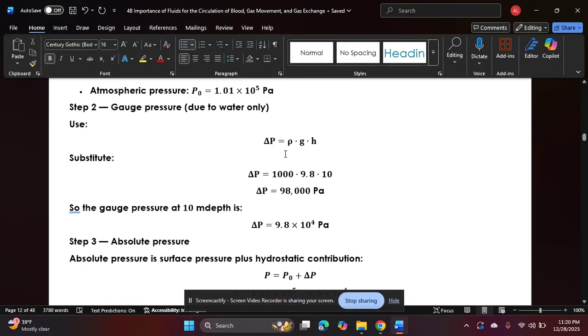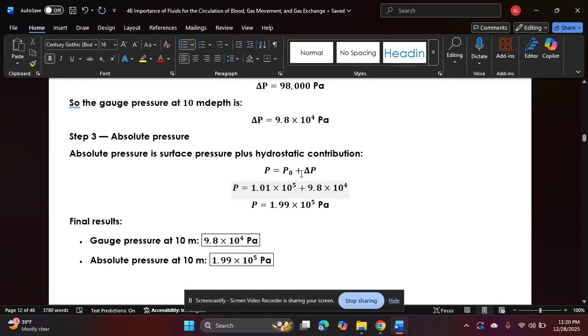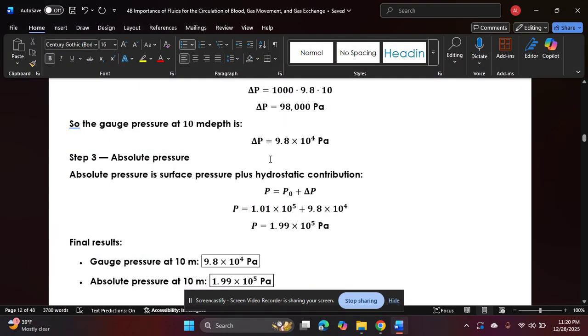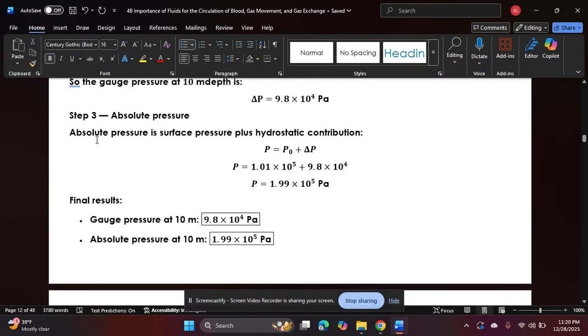So what is the gauge pressure? Gauge pressure is due to water only. Delta P equals rho g h. All right. So delta P is 1000 into 9.8 into 10, which is 98,000 pascal. So the gauge pressure at 10 meter depth would be delta P equals 9.8 into 10 raised to 4 pascal. Right? Step 3 is absolute pressure.